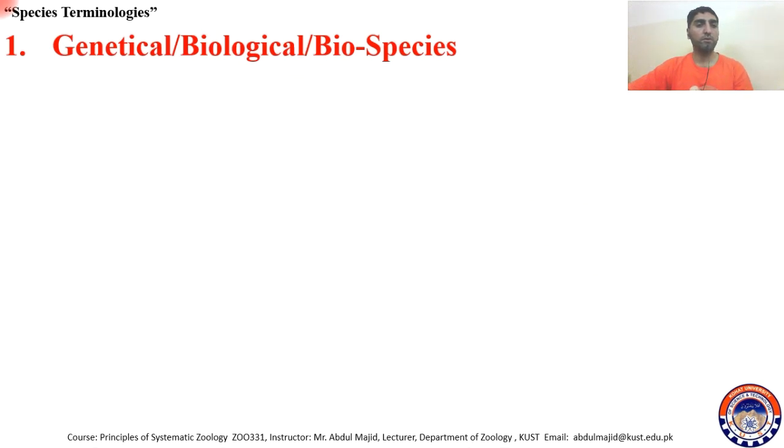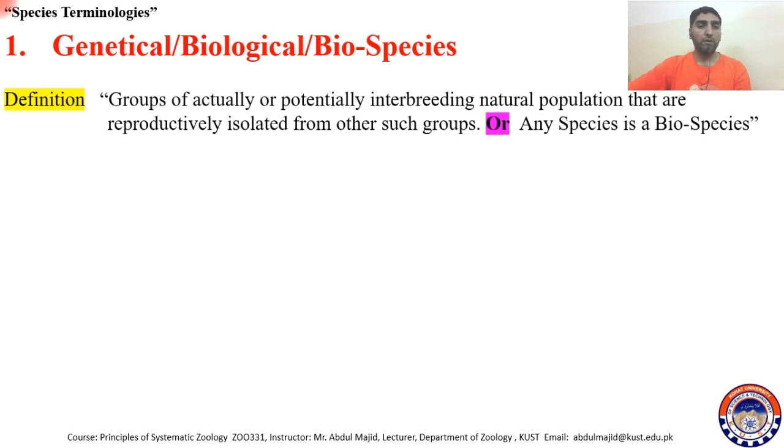So the first one is the genetical, biological, or biospecies. A genetical species or biospecies or biological species can be defined as a group of actually or potentially interbreeding natural populations. So this is one aspect. The second is that they are reproductively isolated from other such groups. So there are two aspects of this definition: number one, actually or potentially interbreeding, and reproductively isolated from other such groups. Any species is a biospecies.